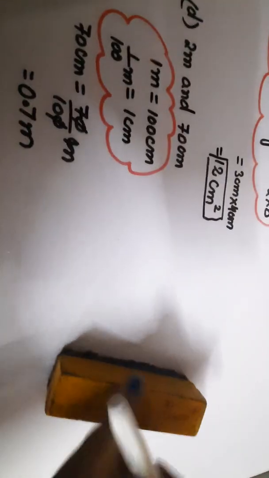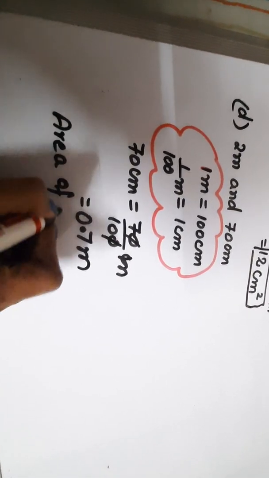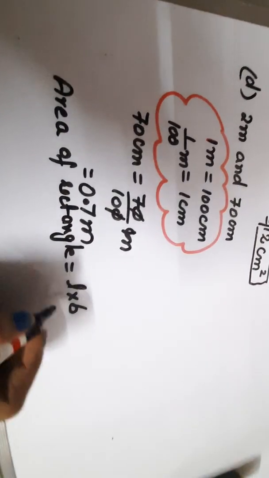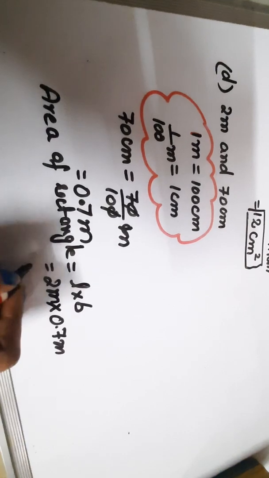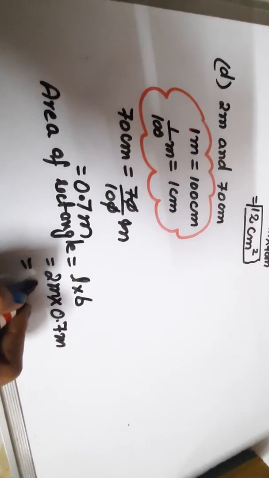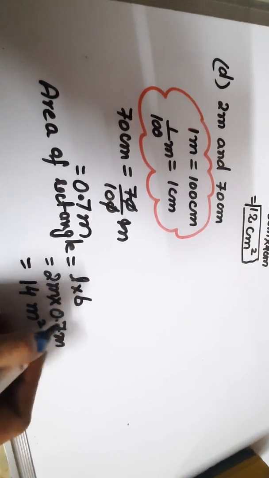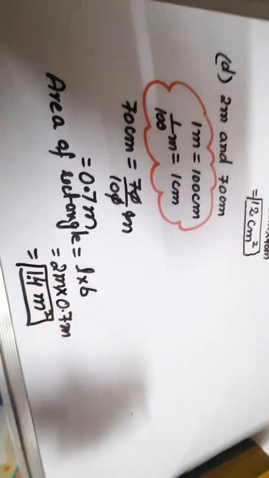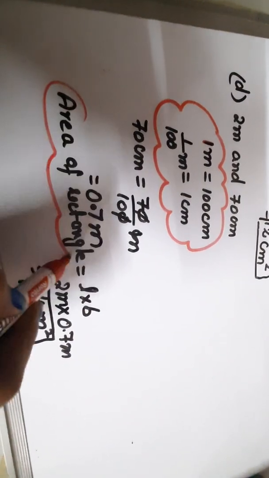So what is the formula? Area of rectangle is equal to L multiplied by B. So L is 2 meter multiplied by breadth is 0.7 meter. So when you multiply 2 multiplied by 7 is 14. Meter into meter is meter square. But here after decimal we have one digit, so we'll place a decimal here also. So the area of this rectangle will be 1.4 square meter, right?